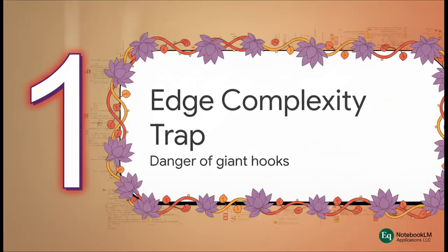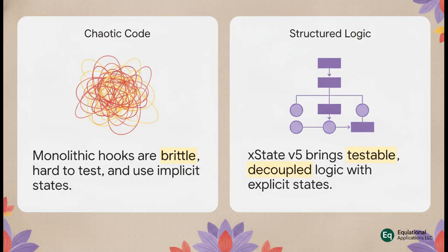The edge complexity trap. We're looking at the very real danger of giant React hooks. If you've ever built React Native apps, you know the exact pain point I'm talking about. You start out simple, right? Maybe just a single isLoading Boolean in a hook. But then you add AI streaming, so now you need an isStreaming flag. Then you add offline support, so throw in isOffline. Before you know it, you're relying on a giant, monstrous useEffect filled with a dozen Boolean flags.